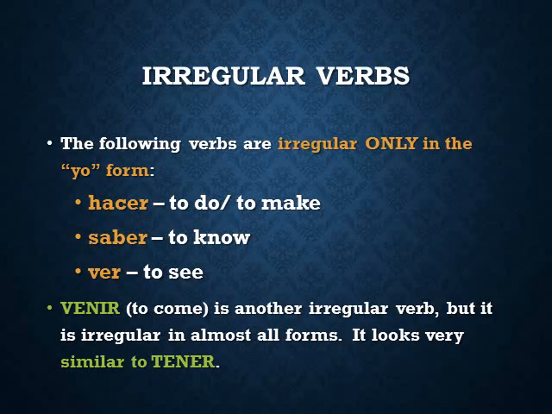Okay? All right. So there are some other irregular verbs that are only irregular in the yo form. And these verbs are ER verbs too, so they follow the same pattern after the yo form. The first verb is hacer, which means to do or to make. Second verb is saber, which is to know. And then the third is ver, which is to see. In addition, there's one other verb that we need to learn about, which is venir, and that means to come. And that's another irregular verb. However, it looks very similar to the verb tener. So actually, all you really have to do is switch the T to the V in most forms, okay? So we're going to look at all of these and what they look like in all of their forms, okay?